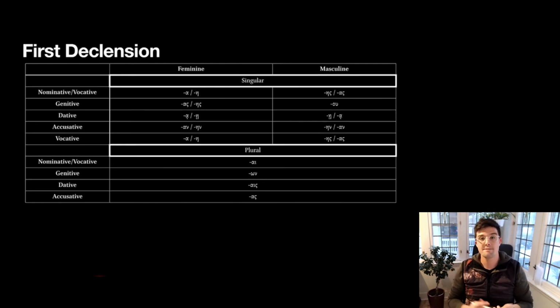And so here I have condensed the paradigm even a little bit further. I've consolidated the feminine singulars of the pure alpha, the pure eta, and those mixed paradigms into one column with slashes, so that if you see any of these, you are able to map them onto their case here. And then the same with the masculine, where I have put both of the paradigms into one column for the masculine here. And yet again, the plural is going to be the exact same for both of these here.